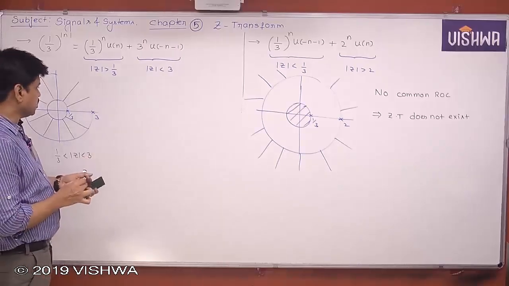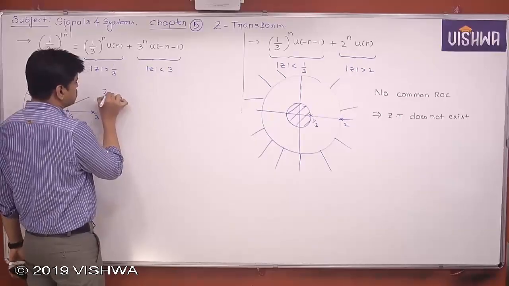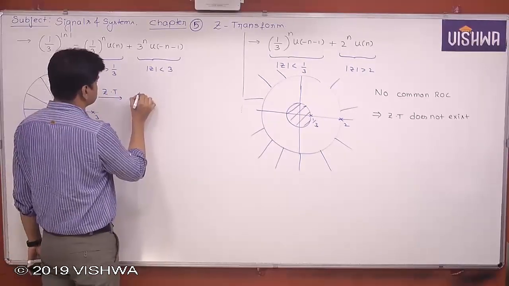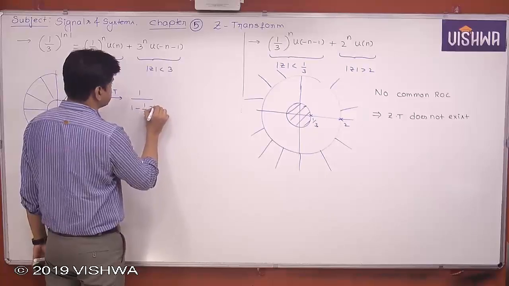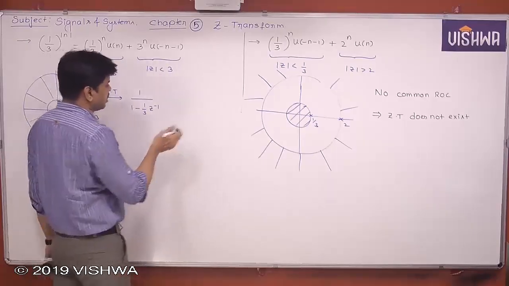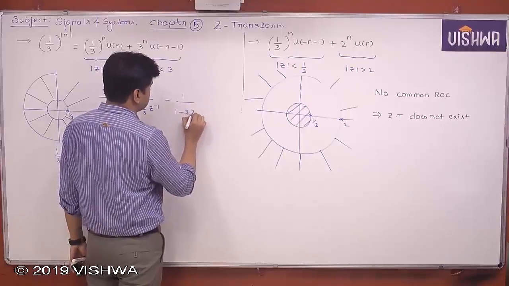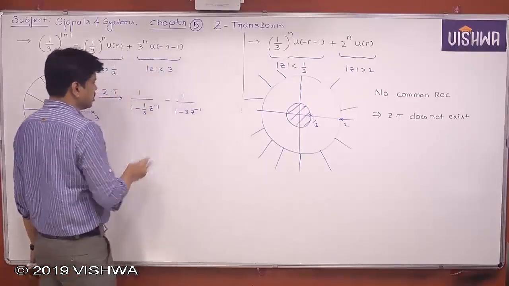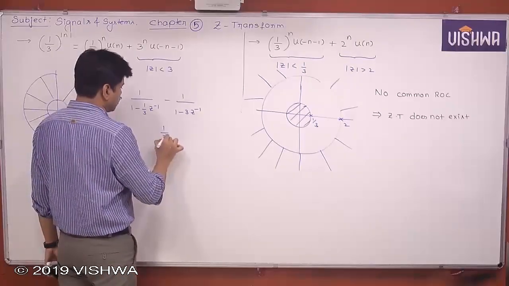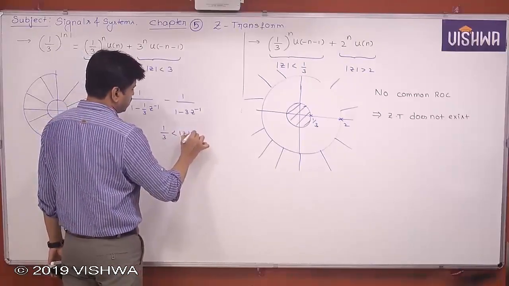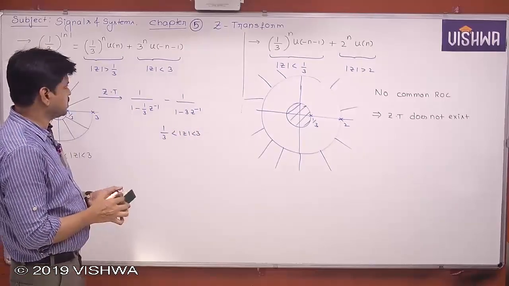So with this ROC, we can apply the Z transform. So this is going to be 1 by 1 minus 1 by 3 Z inverse. Because it is a left side signal, I have to change the sign: minus 1 by 1 minus 3 Z inverse. So you can club them into a single term, and here the ROC is 1 by 3 less than mod z less than 3. Clear? Take it.